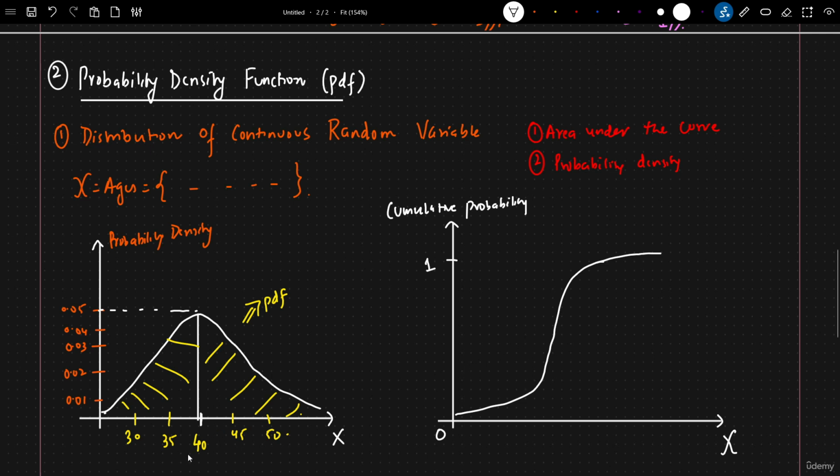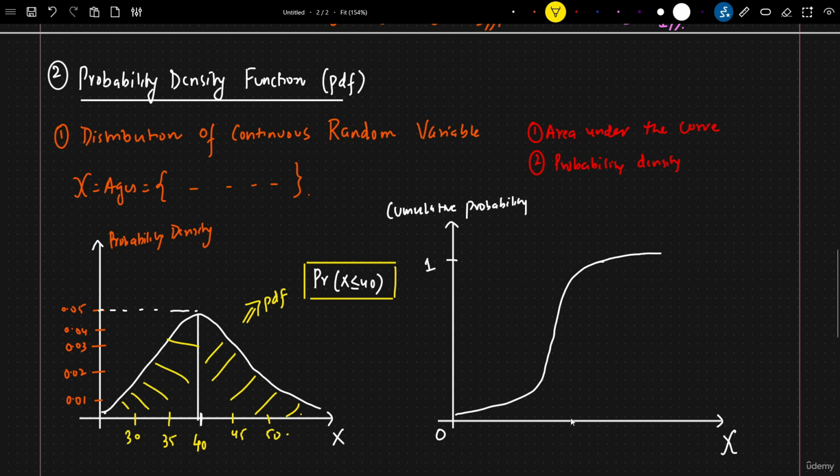See guys, if I consider the probability of x being less than or equal to 40, I'm just asking a question by looking at this graph: what is the probability of the ages being less than or equal to 40? Less than or equal to 40 basically means this region. We really need to find the probability of this random variable being in this particular region. How do we calculate it?